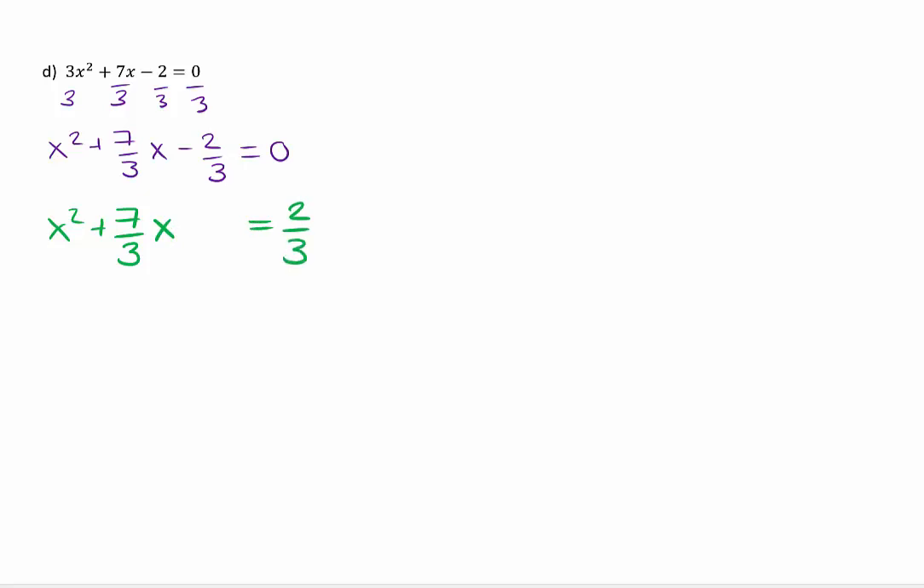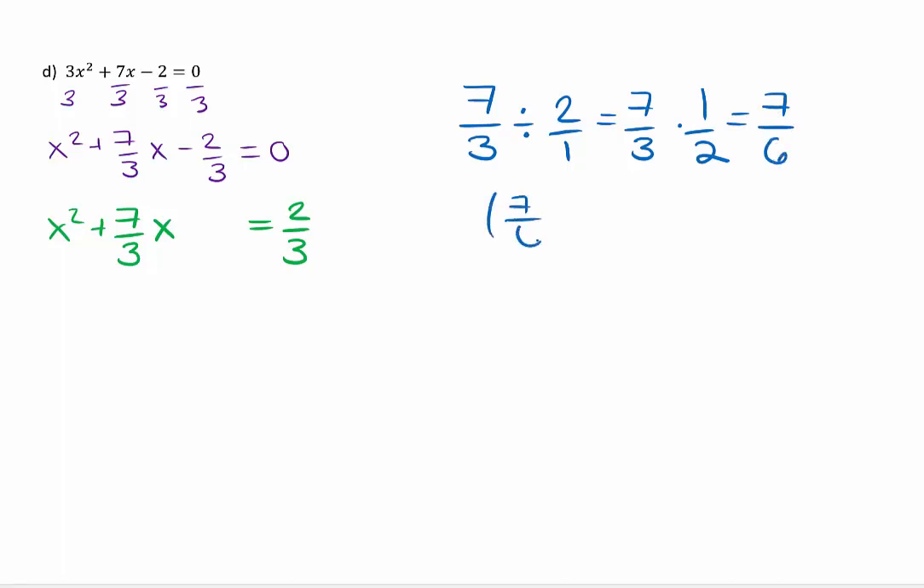Step 2 is complete the square. I take the number in front of the x, it's 7/3, and I divide that by 2. Dividing by 2 is the same thing as multiplying by a half. Some people might have learned this as copy dot flip or multiply by the reciprocal. And then you just multiply straight across and you get 7/6.